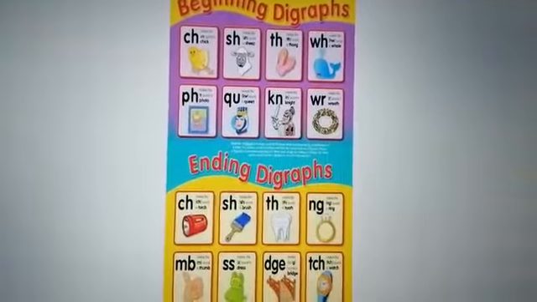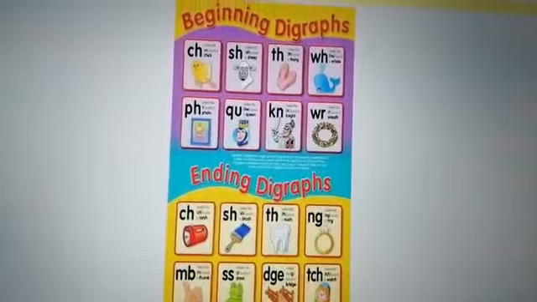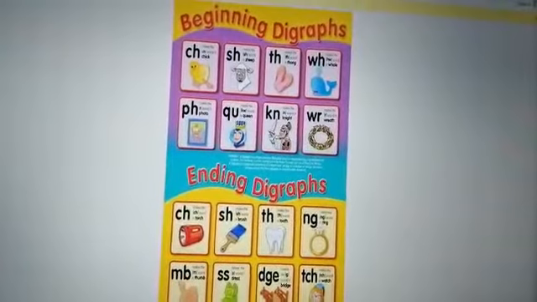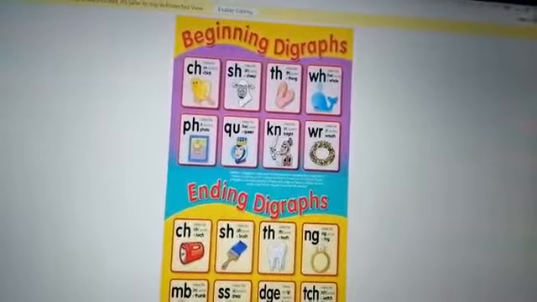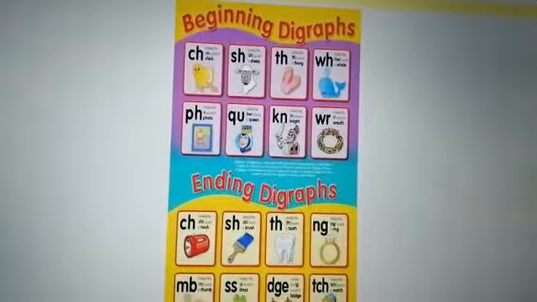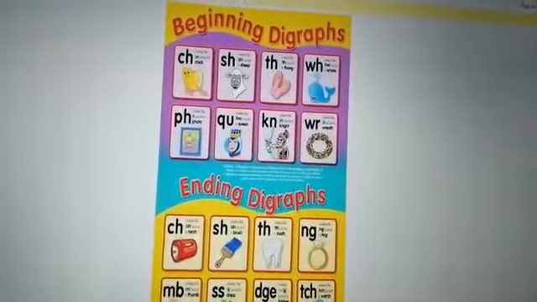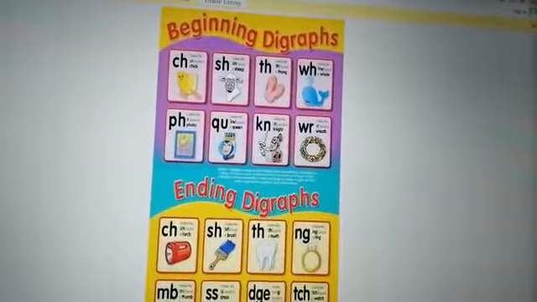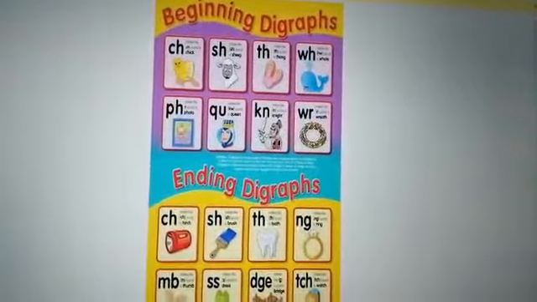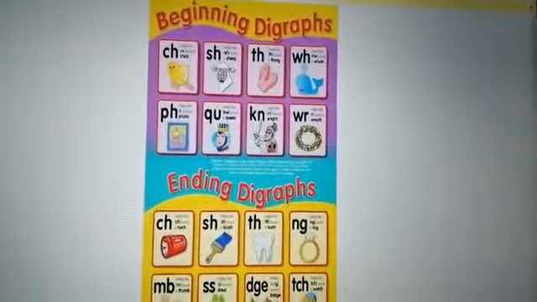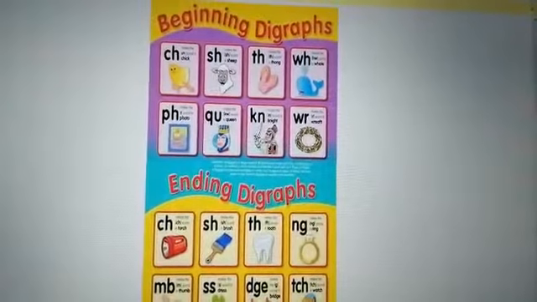Digraph. What is digraph? When two letters join together and make one sound, it's called digraph. Now read the words of digraph. CH, SH, DH, WH, PH, QU, KN, WR. These are the beginning digraph.